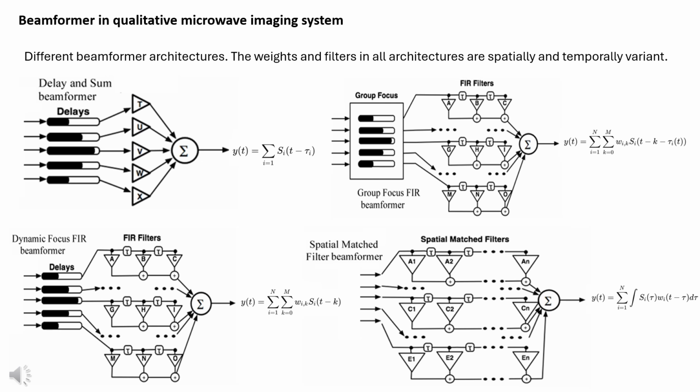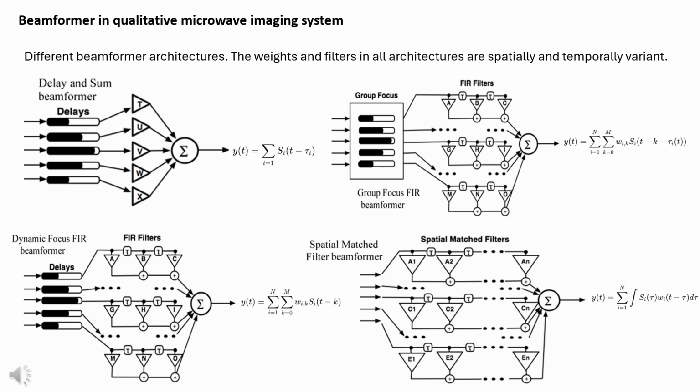Temporally, the filters can adapt to shifting focus areas or changing conditions, such as moving blood or tissue. Useful for improving spatial resolution and focusing on specific groups of tissue. It allows the imaging system to handle more complex scenarios than delay and sum.